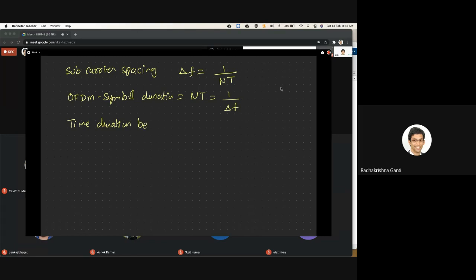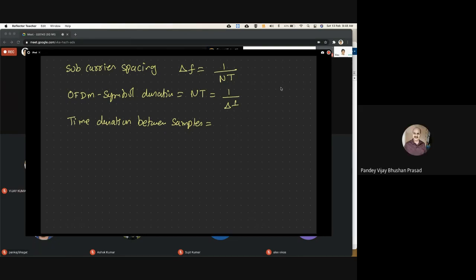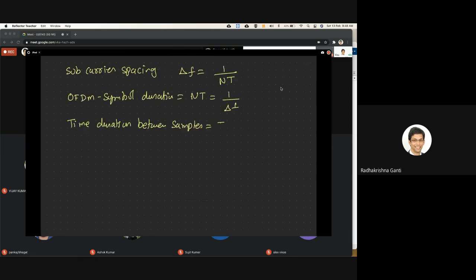Time duration between samples is equal to 1 by T, sorry, T it is, sir. T is equal to 1 by N delta F, which is equal to 1 by W. Okay. So alternatively, I will write sampling frequency is equal to N times delta F. Okay.